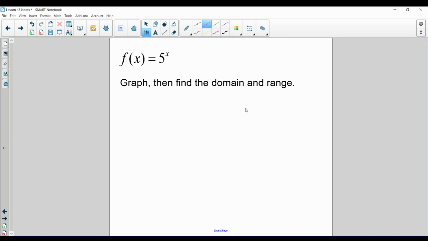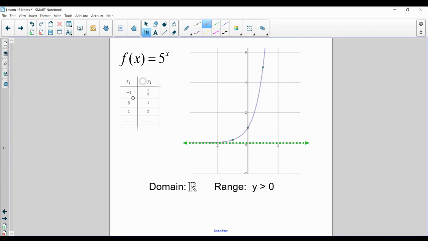Right, same idea here with f of x is equal to 5 to the x. In this case, I'm only going to plug in the three numbers: negative 1, 0, and 1. So I will get 1/5, 1, and 5. I'm going to plot those 3 points, draw my curve, draw my asymptote, meaning it will not cross the x-axis.